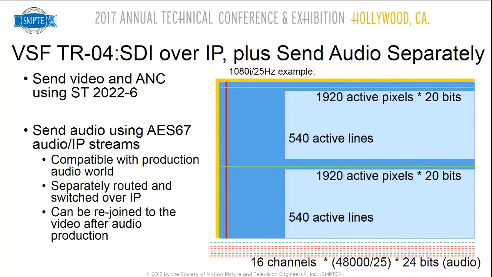So then we have the VSF TR-04. It basically takes 2022-6 and breaks out the audio separately. So we're going to use AES67 to send the audio separately. This is now going to allow us to do applications like breakaway audio, things like that. But we still have the video and the metadata all together. We still have that large wasted space of the blanking area. So it's not meeting all the requirements, but it's an improvement.